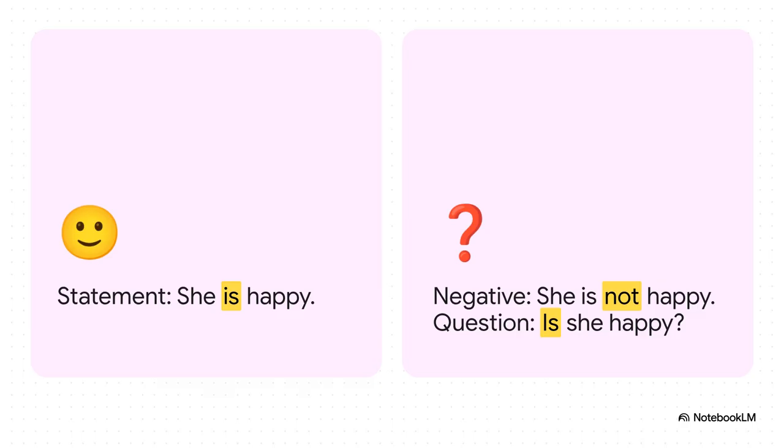Want to make it negative? You just pop in one little word, not. She is not happy. Want to make it a question? You just flip the first 2 words. Is she happy? It's amazing, right? The big takeaway here is that our core blueprint is so flexible. You can do so much with it.